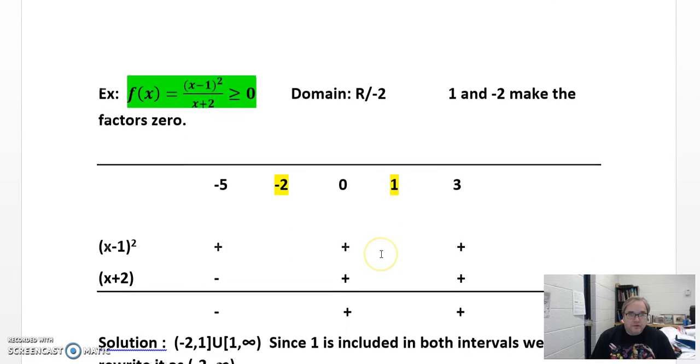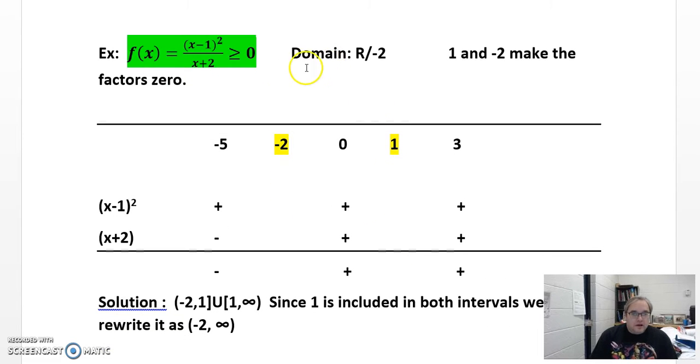Here's an example of when it's not. I want this greater than or equal to 0. My domain's all real numbers except negative 2. And the two numbers I'm going to look at are 1 and negative 2. I put my numbers in order, pick the ones I want, plug them in, and I'm noticing this top term, the x minus 1 squared, is always positive.